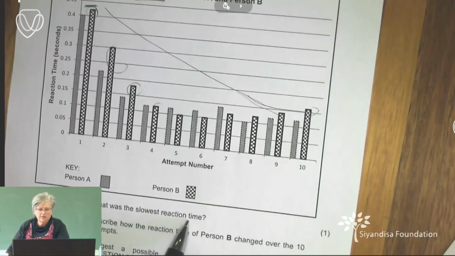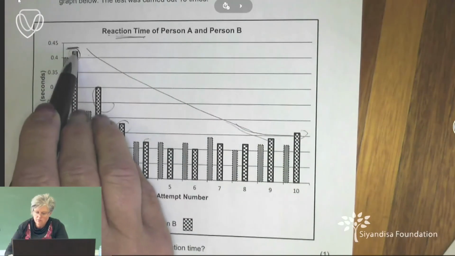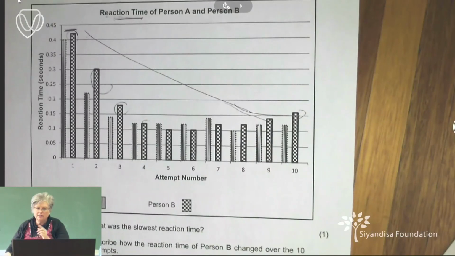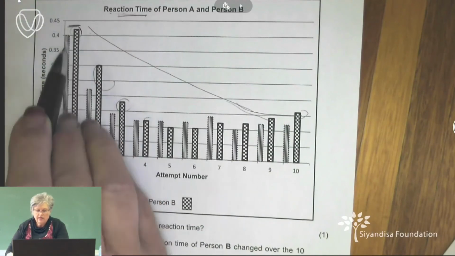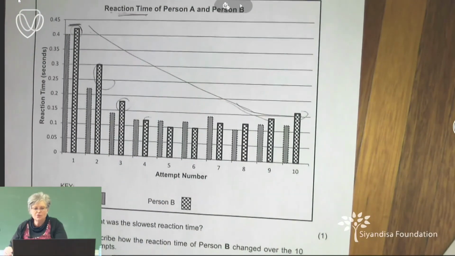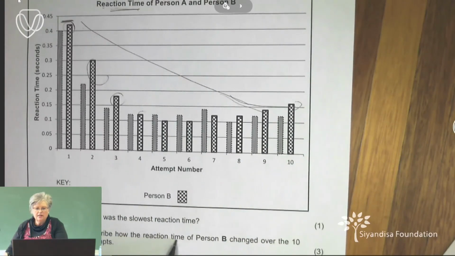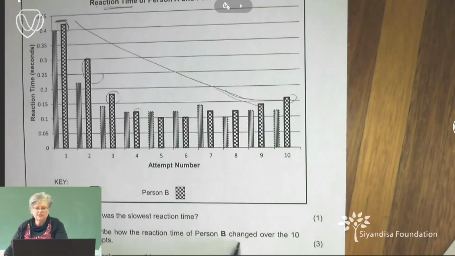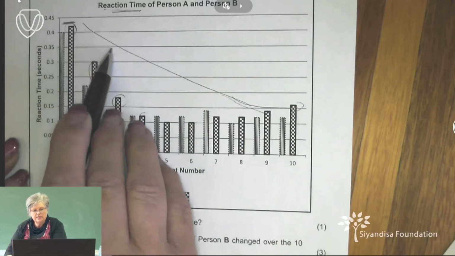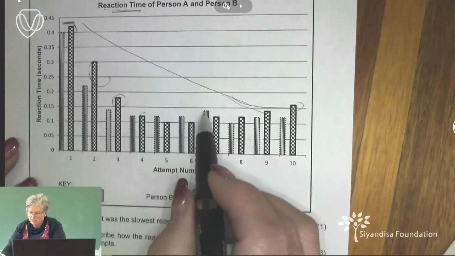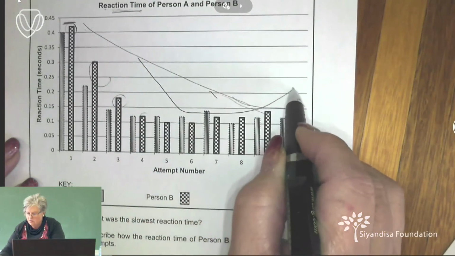What was the slowest reaction time? Okay, so the slowest reaction time will be the one of that one. They don't say to you person A or B, so you look generally at that one. And this is often where we want to read more into a question than is there. You just answer the question. Describe how the reaction time of person B changed over the 10 attempts. So you will say it decreased, but at one stage it was more or less the same. It decreased, and then it started going up.